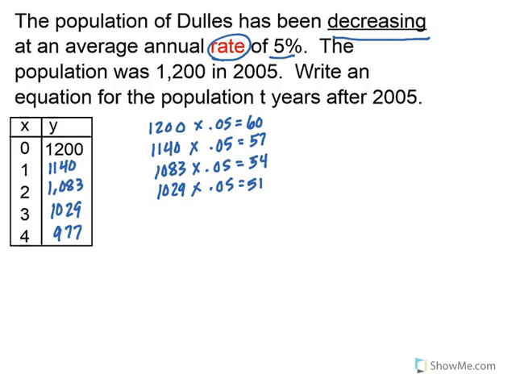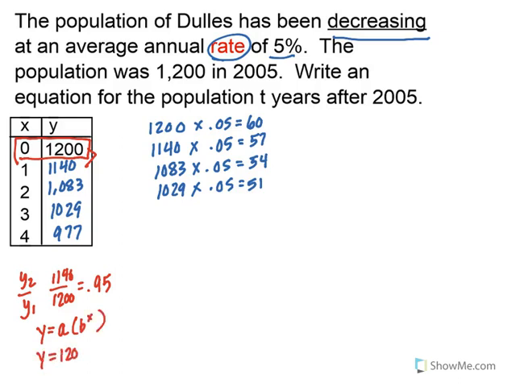Again, using our formula that y2 divided by y1, so that I can see what I am multiplying here. So my second y value is 1140, my first is 1200, and if I divide that, what we see is that our factor here is 0.95. We know that the y-intercept here is 1200 since that's the year that we're starting off with. That's our initial value. So if we're going to write the equation y equals a times b to the x, that would be y equals 1200 times 0.95 to the x.